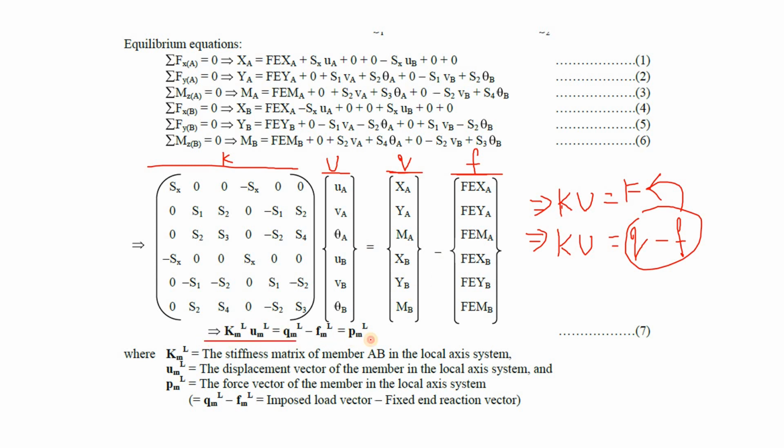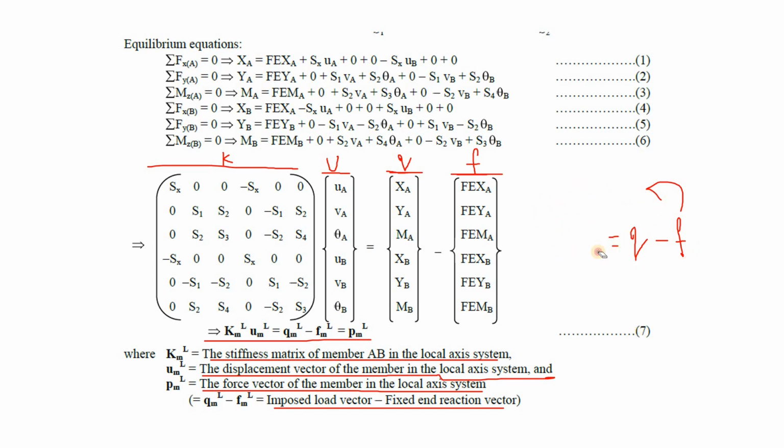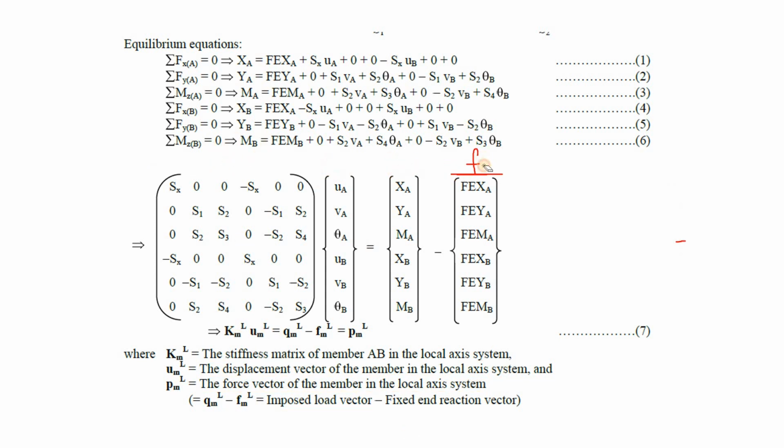This is what it says right over here. It says KML, the stiffness matrix of the member in the local axis system, UML, the displacement vector of the member in the local axis system, and PML, the force vector of the member in the local axis system, and this PML is coming from subtracting FML from QML, right? Equals load vector minus fixed end reaction vector. Okay, so this was the formation of the local matrix for 2D frames.